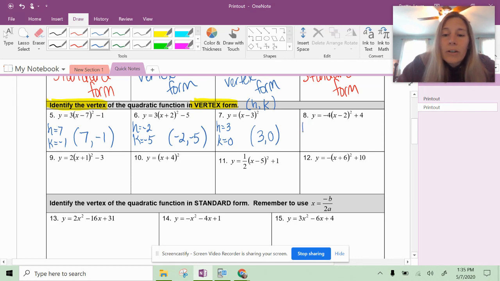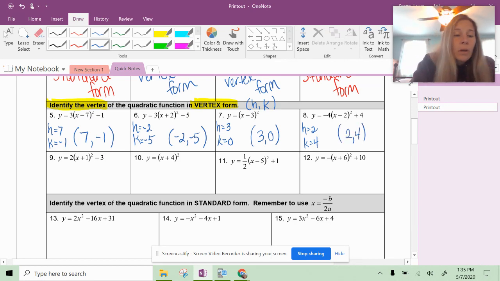Number 8, our h is positive 2. Our k is positive 4, making that point 2, 4. For number 9, our h is negative 1. Our k is negative 3, so that point is negative 1, negative 3.